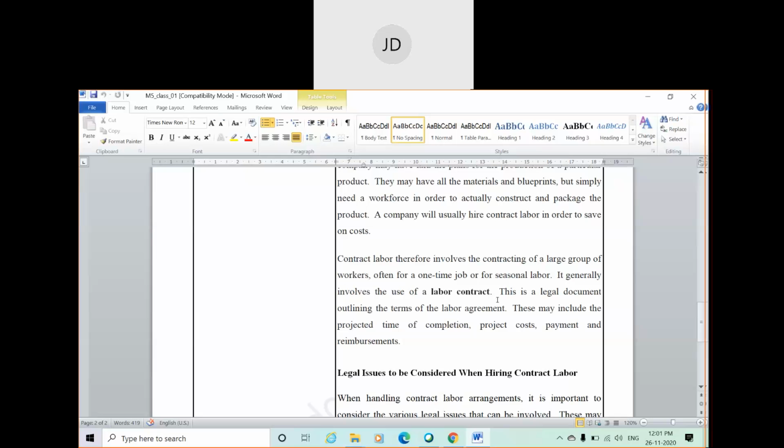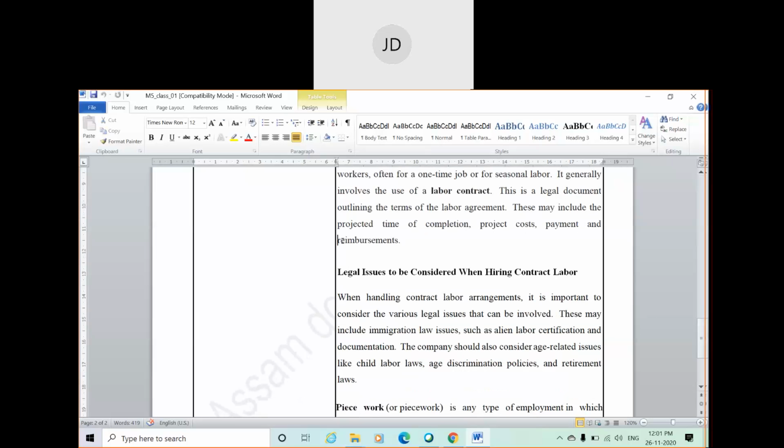Contract labor is done for a particular job. After the completion of the job, the contract will be over. This is a legal document outlining the terms of the labor agreement. It may include the project time of completion, project cost, payment, and reimbursement. So this is also very important. In a contract labor, they take care of the project time of completion, project cost, payment, and reimbursement. All these things.